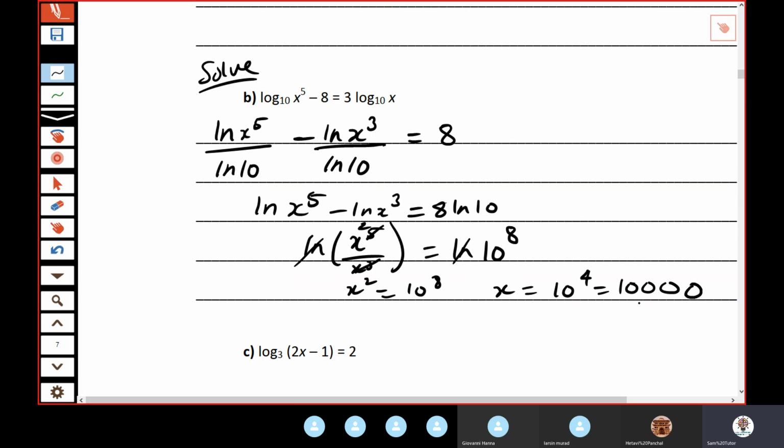1,000, 10,000. Why did I do plus minus? Because x has to be greater than 0 for logs, right? You've got an asymptote at x equals 0. It doesn't work. So I didn't bother writing plus minus for those who are thinking. It's just 10,000. Any questions there?